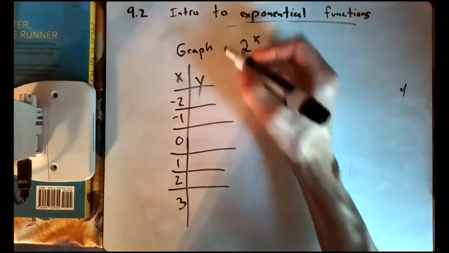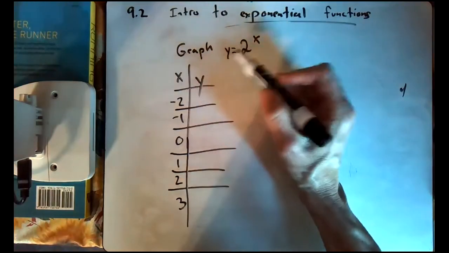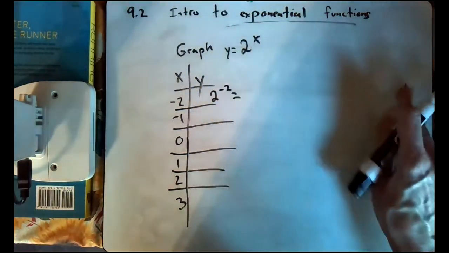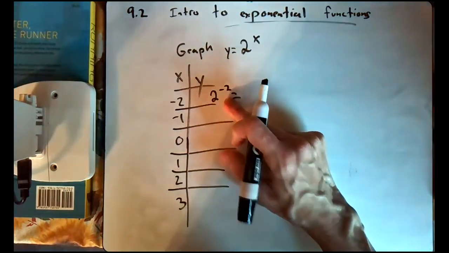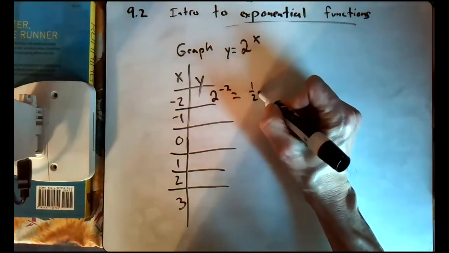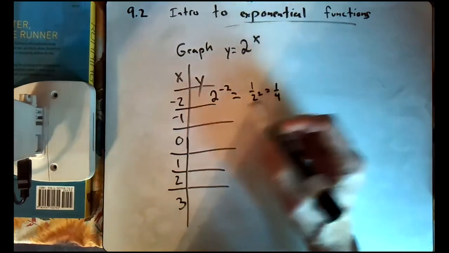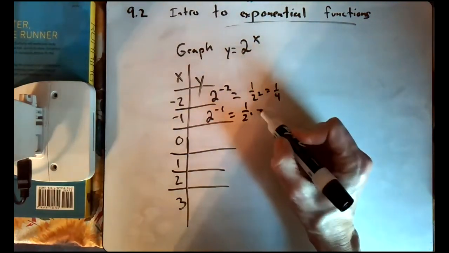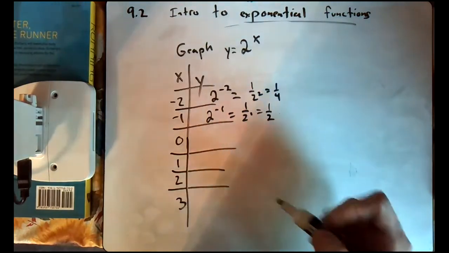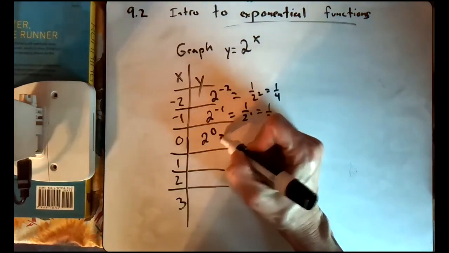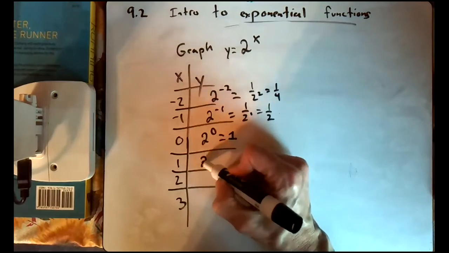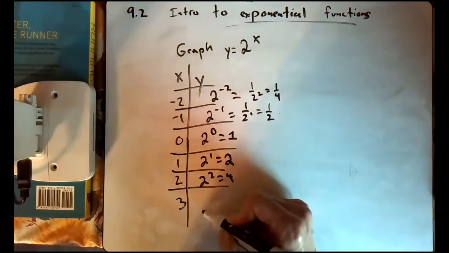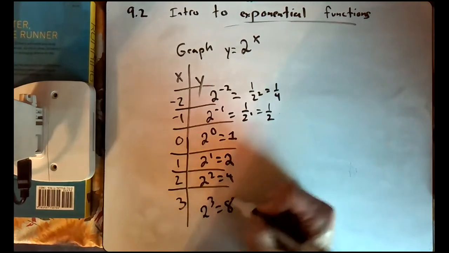So if we evaluate this right here, 2 to the -2 power, what is that? Well, remember, what do you do with negative exponents? You make them positive. So this is 1 over 2 squared, which is a fourth. This is 2 to the -1, which is 1 over 2 to the first. That's just a half, right? And then this is 2 to the 0, which is 1. 2 to the first is 2. 2 squared is 4. And 2 cubed is 8.